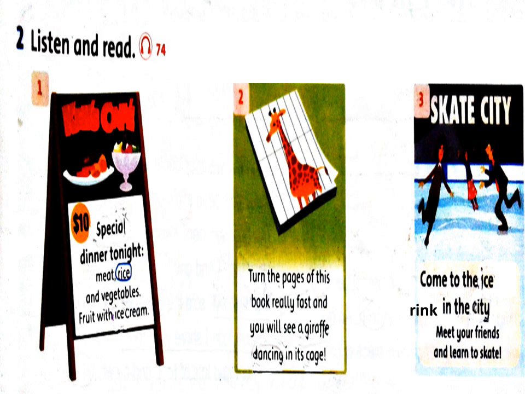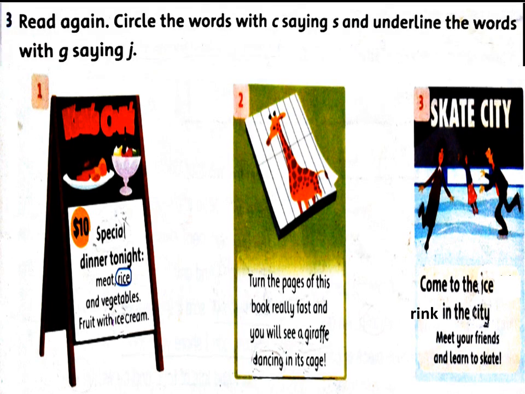Now to practice the phonics spelling of the letters better, let's move on to the next slide. Now Part 3. Read again. Circle the words with C that says S, and underline the words with G that says J. Now look at paragraphs number 1, number 2, and number 3. Let's read them together to find the words. Number 1. $10. Special dinner tonight. Meat, rice, and vegetables. Fruit with ice cream. Now tell me which word has C that says S in paragraph number 1. Your answer is special. Good. Is there anything else?